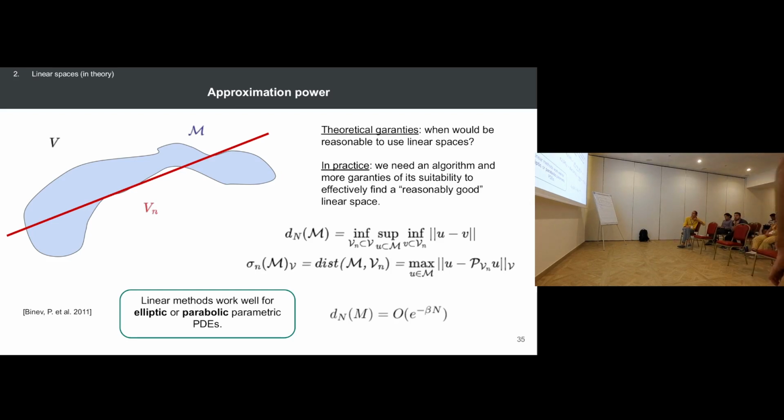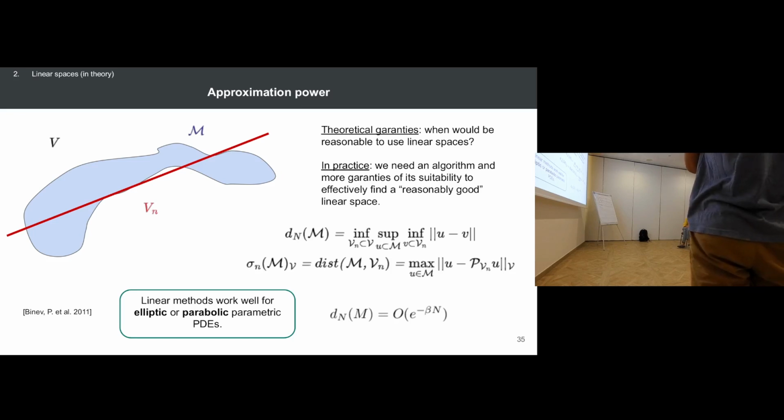And so this is a bit like I commented before. We know that for elliptic and parabolic PDEs, this column width decays exponentially with the dimension n, where n is the dimension of the linear space. Why is that the maximum?